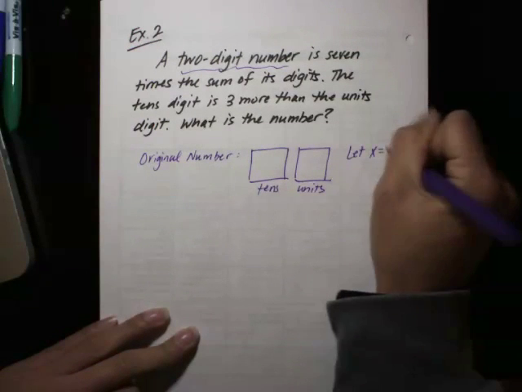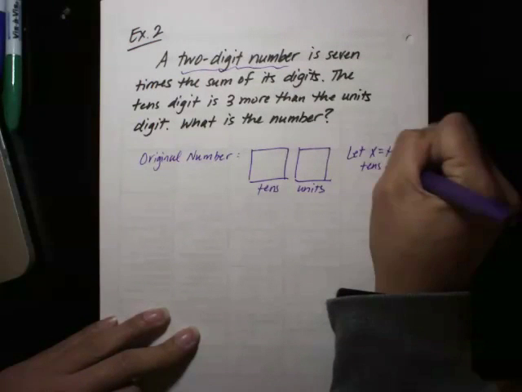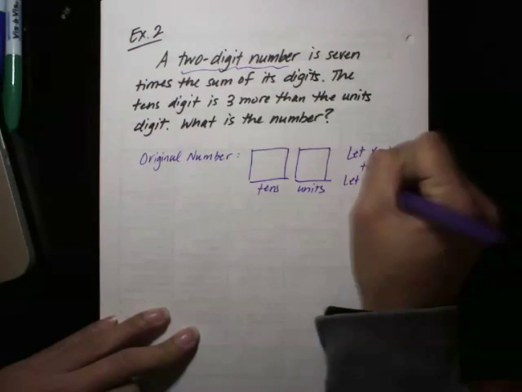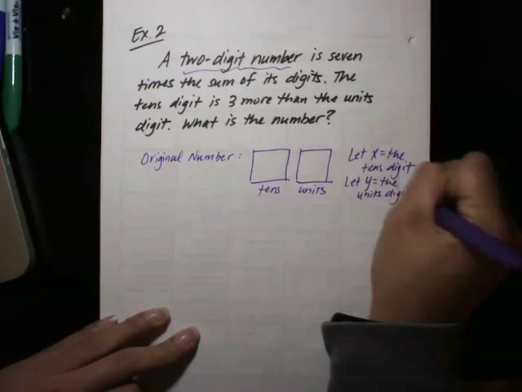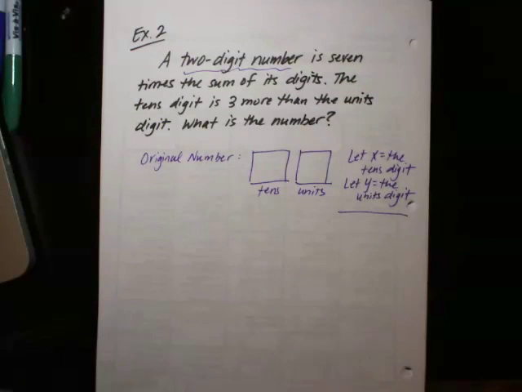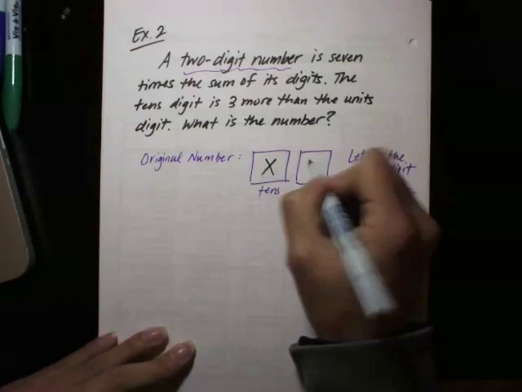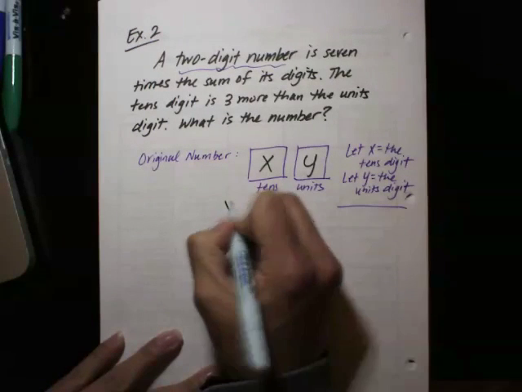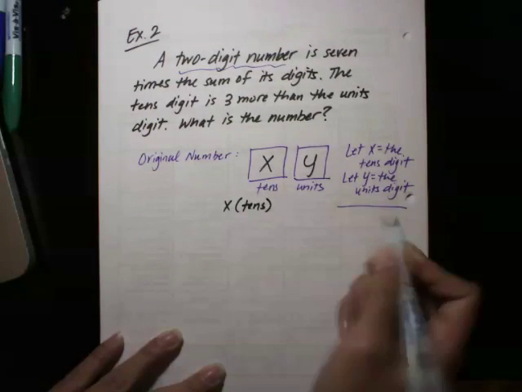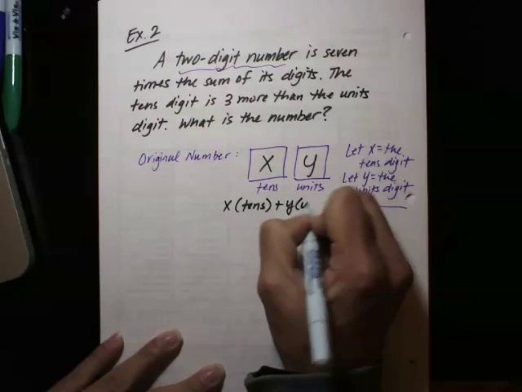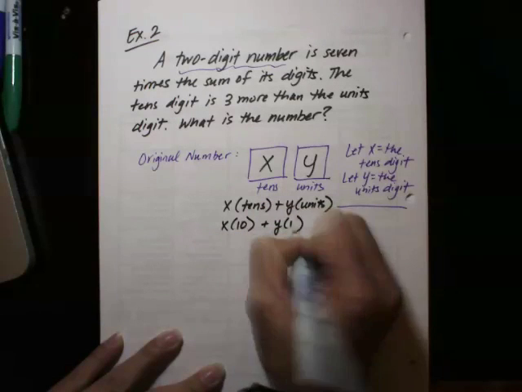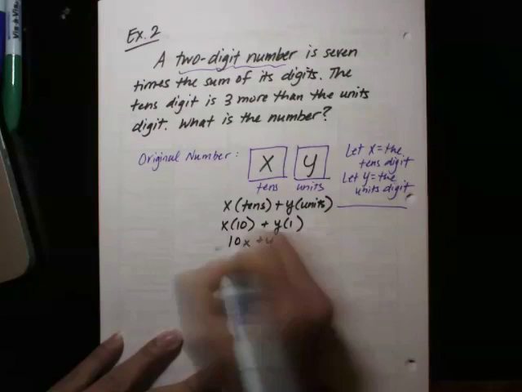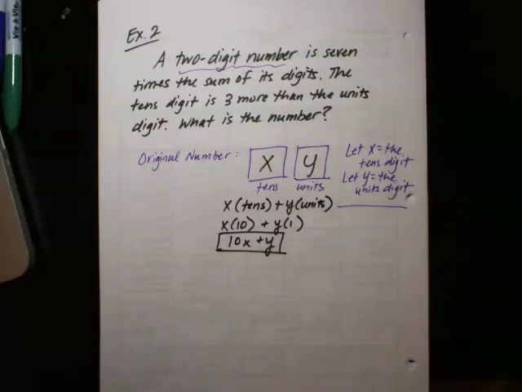Let x equal the tens digit, and let y equal the units digit. Okay, we'll keep this in mind. So looking at our original number, if I put in x and y, I once again have x values in the tens place, and add that to y values in the units place. And x times 10 plus y times 1 is just 10x plus y. So this is the value of my original number.